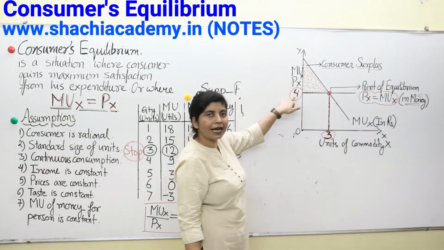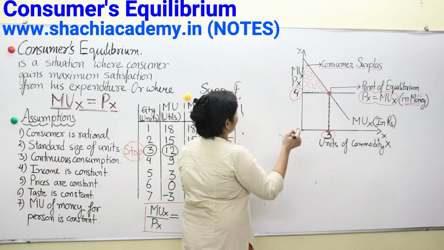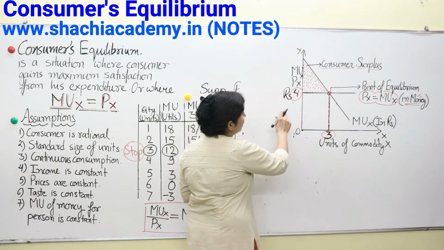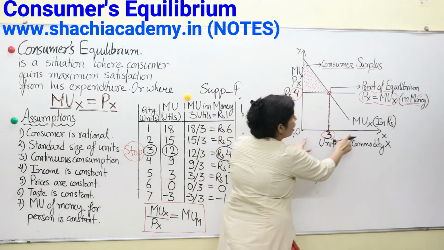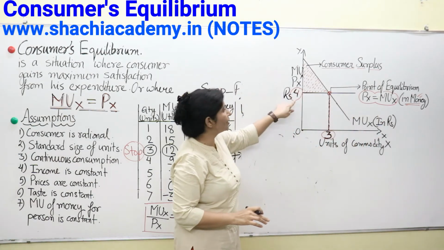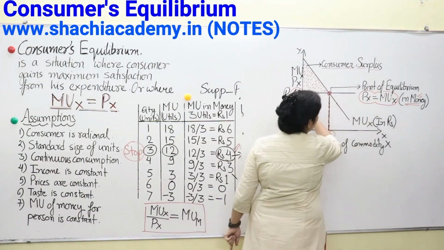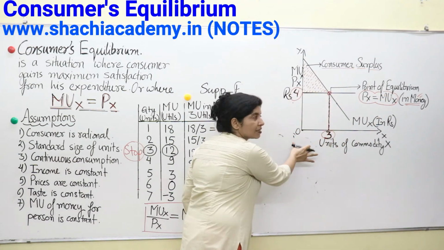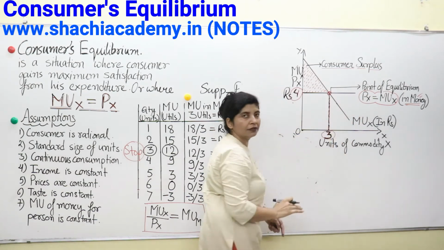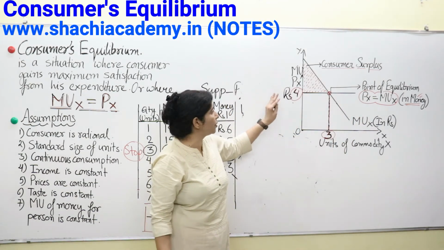See, price is given as rupees 4. That means you can buy any amount of units at this constant price. Price is constant, right? So the curve is parallel to your horizontal axis. This is a parallel, straight line, because price remains constant, it's rupees 4.